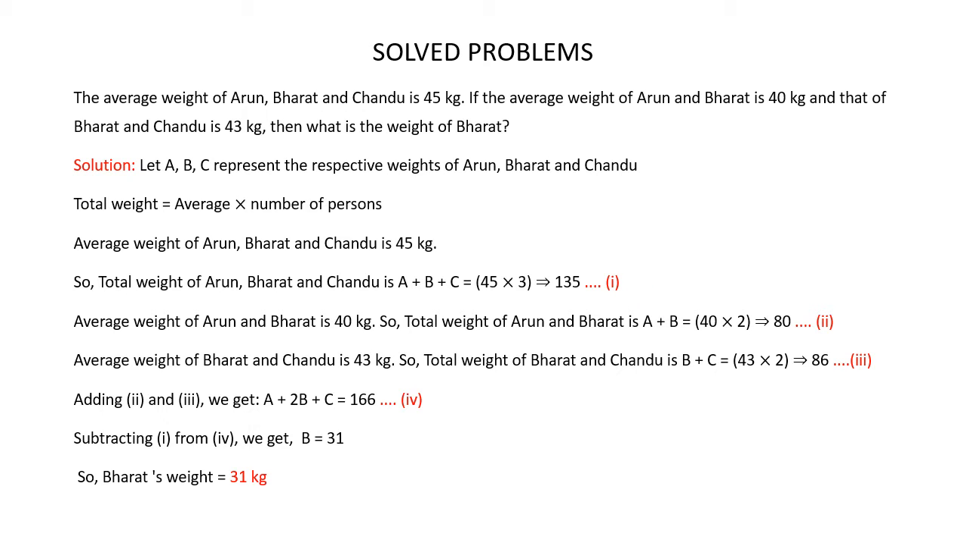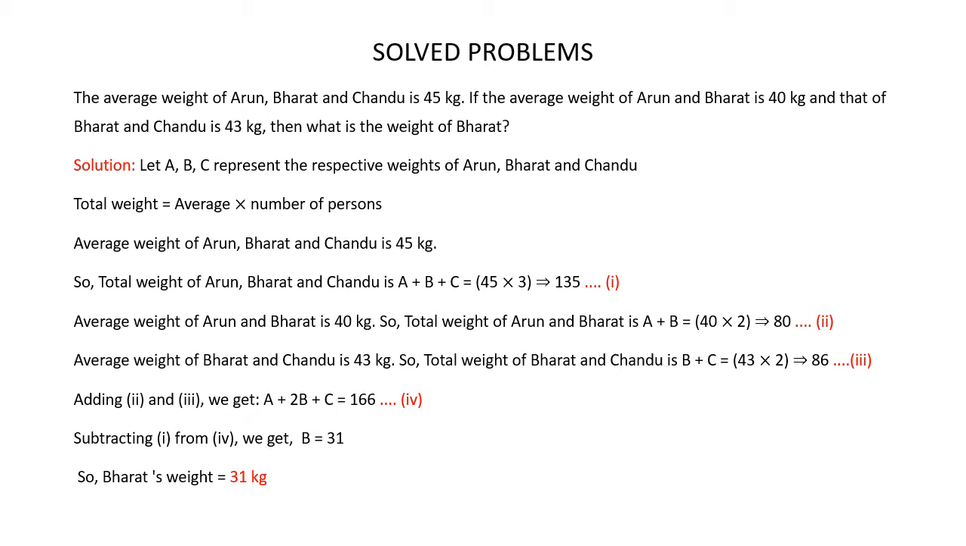Now it's also given that the average weight of Arun and Bharat is 40 kgs. So total weight of Arun and Bharat is average weight of Arun and Bharat multiplied by number of persons, which is 2 here. So total weight of Arun and Bharat is A plus B is equal to 40 multiplied by 2, which is 80. This is the second equation.